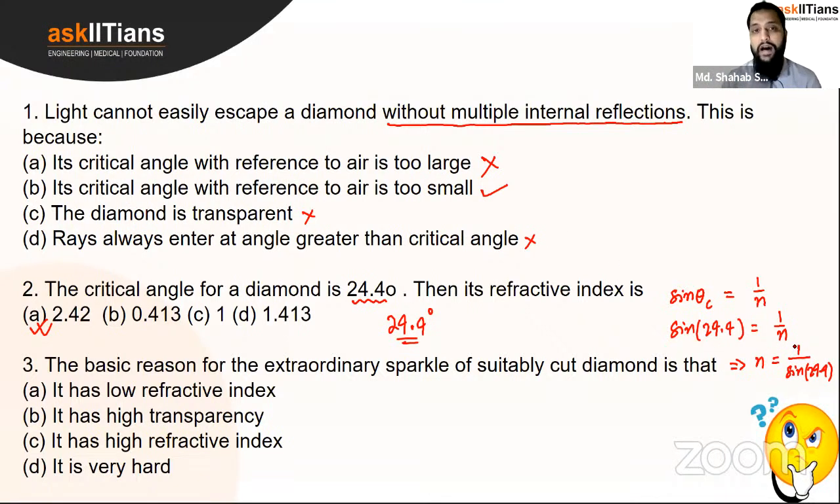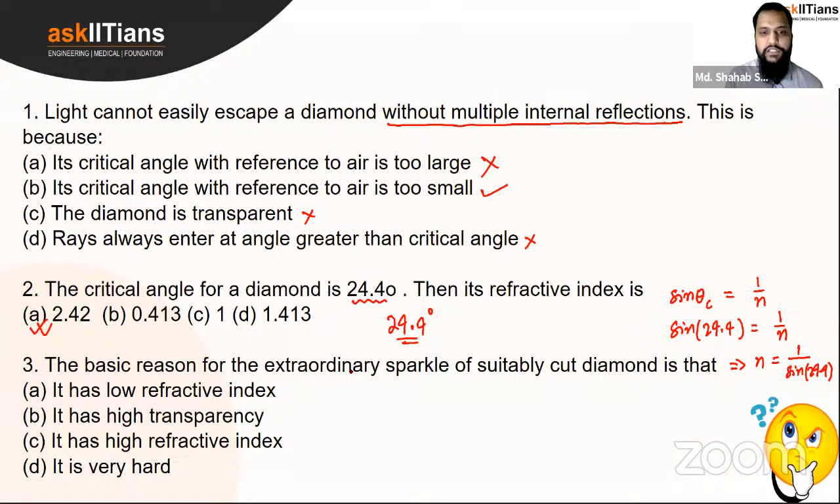So 2 will go up. That means the refractive index will be close to 2. And the only option where refractive index is close to 2 is 2.42. Yeah, it should be more than 2 actually, because sine is less than 30 degrees, right? So it should be more than 2. So the only option is A. Okay, guys, next question. Let's move to the next question.